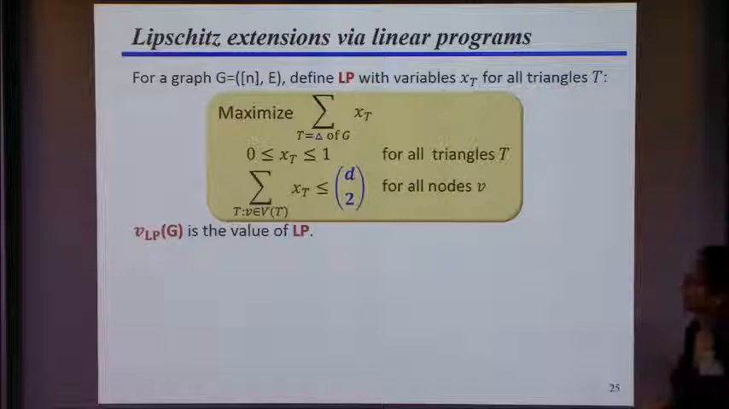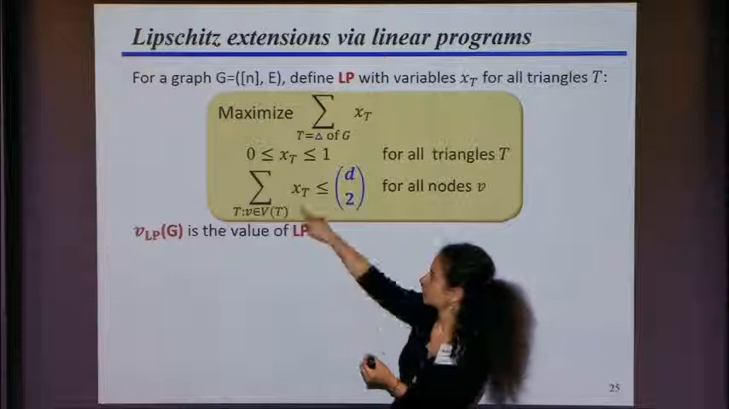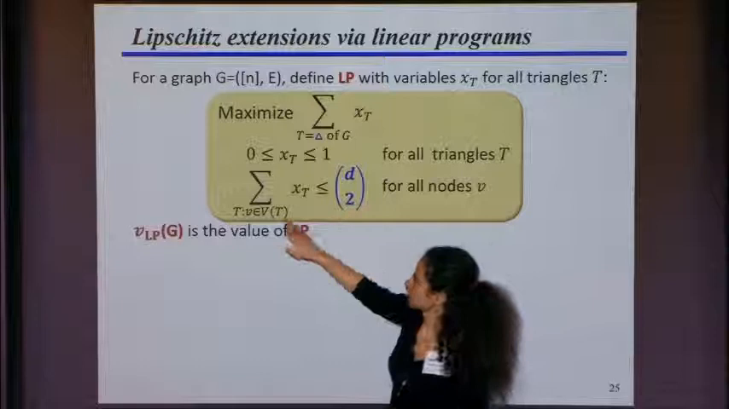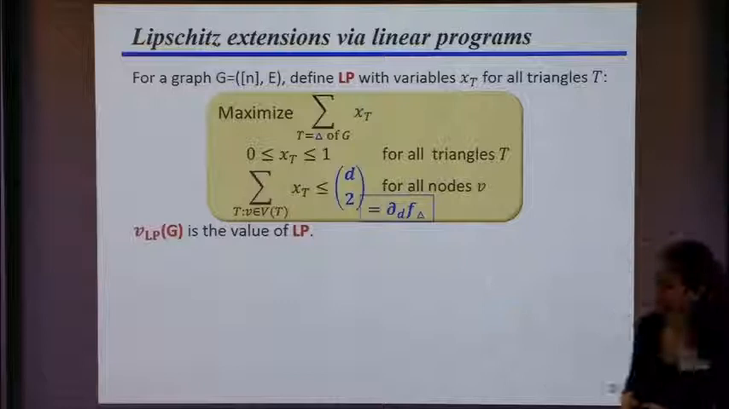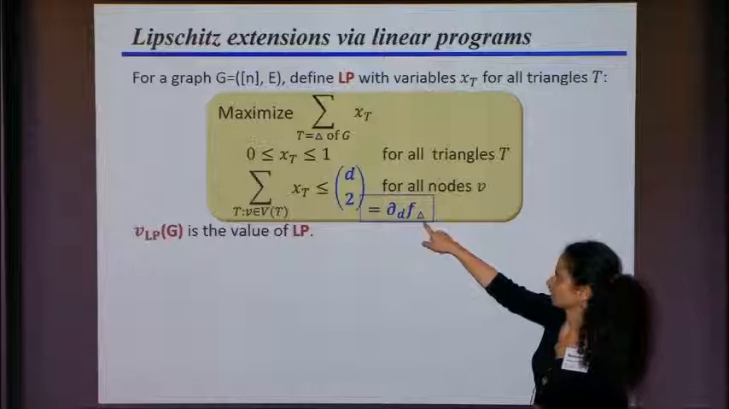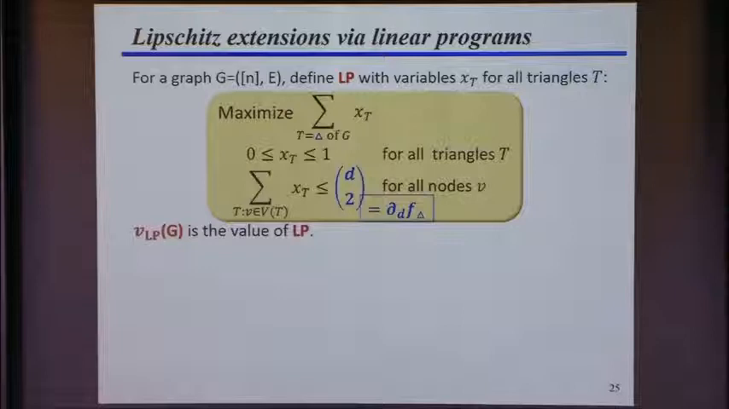And so the interesting constraint here is that for every node v, we're going to say that the number of triangles which include this node shouldn't be more than what it would have been in bounded degree graphs. So we're not going to allow these variables to sum to something more than this. This is basically what it's allowed to be in graphs of degree bound d, which corresponds to the global sensitivity in graphs of bounded degree d of the number of triangles. And the function that we're interested in is the value of this linear program. Right? So this is the Lipschitz extension.